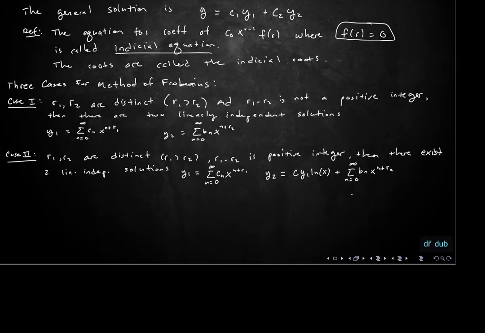And then case three, it's a similar situation. If it's a repeated root, so if r1 equals r2, then y1 equals the summation 0 to infinity of c_n x to the n plus r1, and y2 equals y1 natural log x plus the summation n equals 1 to infinity of b_n x to the n plus r1. So it's similar but not exactly the same as case two, because here the root is repeated, so it'd be almost the same series on the right.